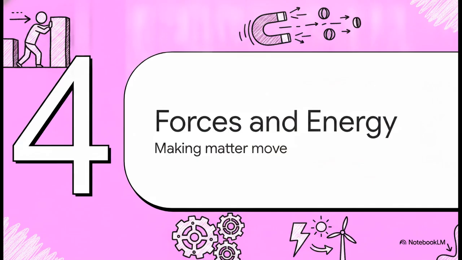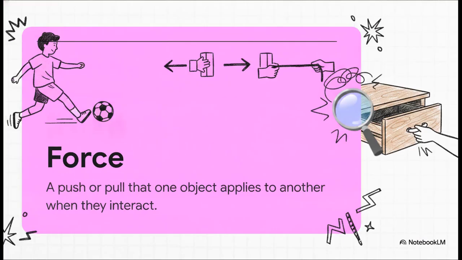Forces and energy, making matter move. Okay, we know what matter is and how to mix and separate it, but how do we actually get it to move around? It all comes down to force. A force is simply a push or a pull that one object applies to another when they interact. This interaction is absolutely amazing. It can start motion, it can stop motion entirely, or it can change an object's speed or direction.